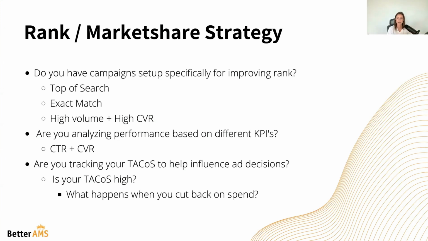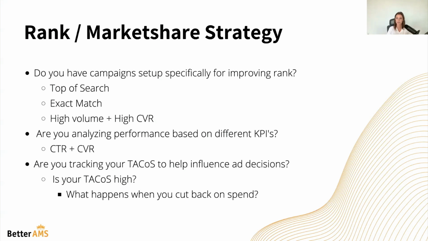So we've had to start segmenting out how much of our spend is going towards rank. We set up campaigns specifically for this purpose. We focus on top of search because it looks the most like an organic placement. We focus on exact match, so I have direct control over my budget, and we look for high volume, high conversion. Now, if I'm running a rank campaign, I need to look at different KPIs. ACoS is not always going to get us there because things are very expensive nowadays.